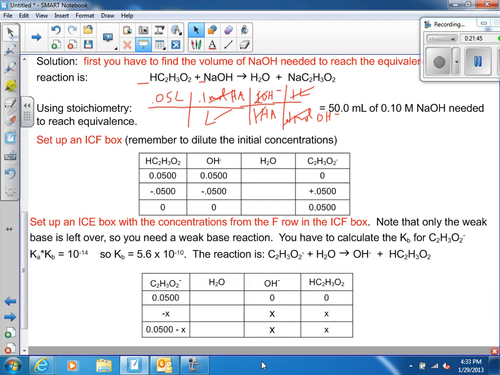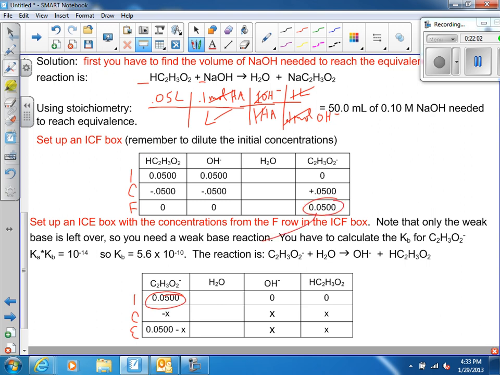Okay, we have to set up our icebox. ICE, icebox. And we see in our ICF icebox that I use my initial concentration from my final row. That's where that came from. Now this just looks like a regular old typical icebox.